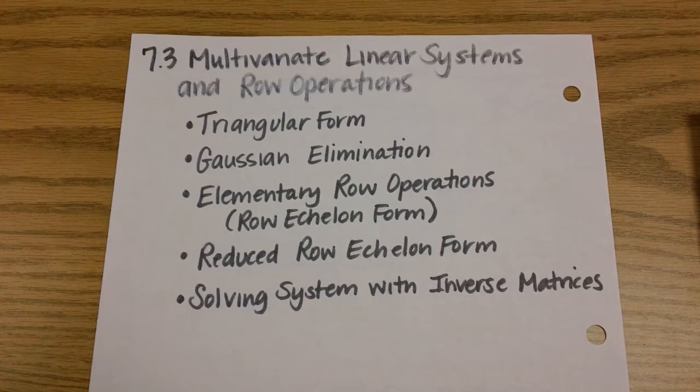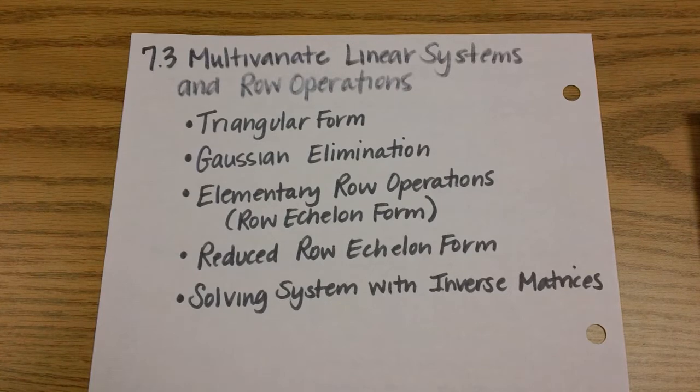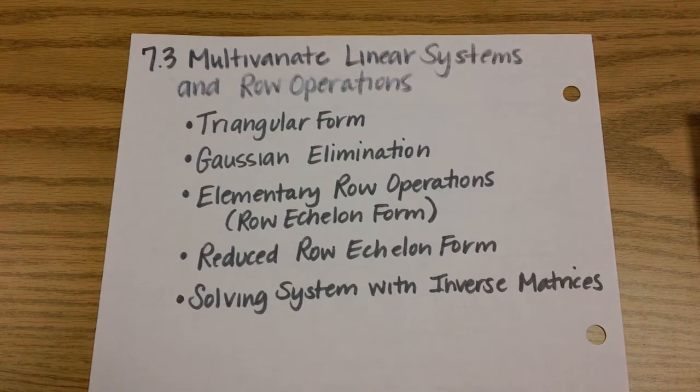Okay, in this video we're going to talk about how to solve linear systems with more than two variables. We're also going to talk about some row operations. The main objective of this video is to talk about how to change these systems of equations into triangular form, how to use Gaussian elimination, how to operate elementary row operations, which is called row echelon form, and we're going to talk about reduced row echelon form.